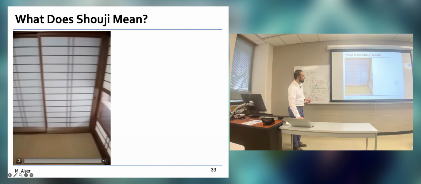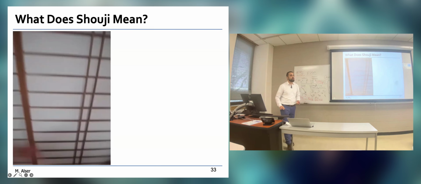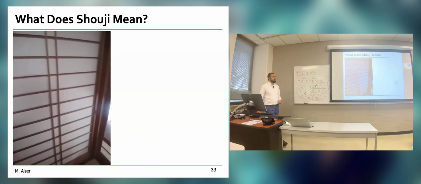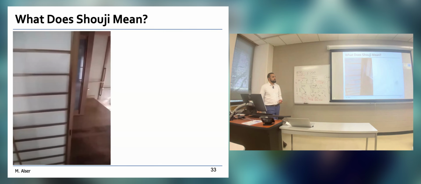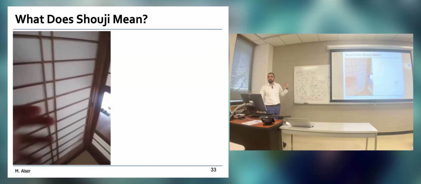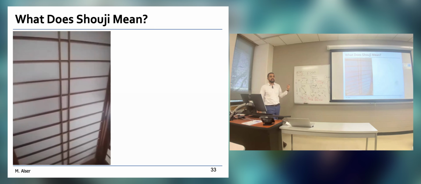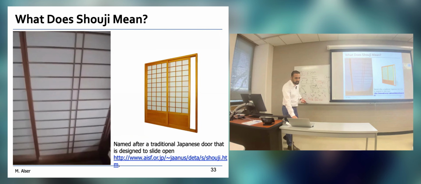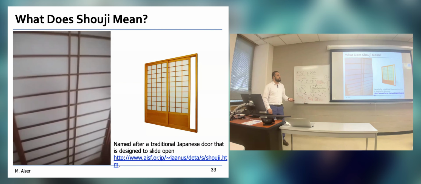I'm sure you already see some of those doors, there's a sliding open door, very famous in Japan. Almost all houses have that door. And the name of this door is Shouji. And that is the name of the algorithm. So we call it Shouji because of that door.